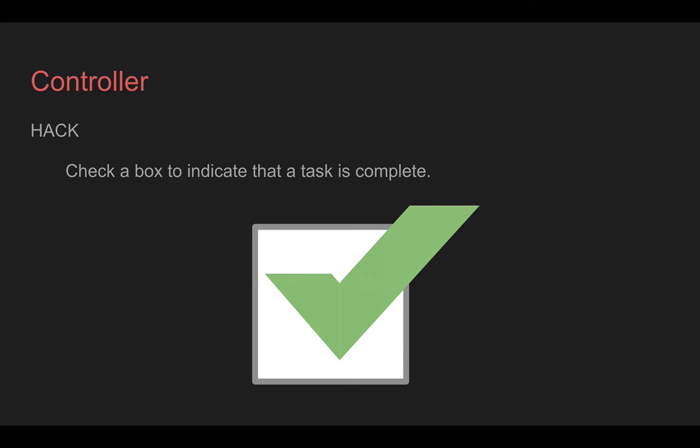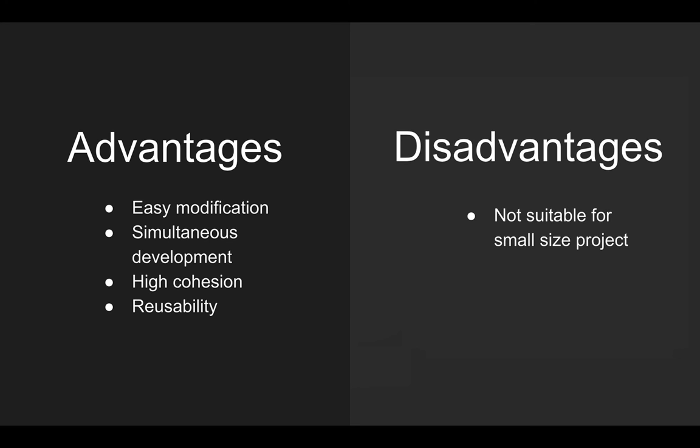So let's talk about what this would look like in our hack program. So let's, for example, say that, imagine that we check a box to indicate that a task is complete. In that case, the controller would identify what assignment was marked as complete and relay that information back to the model. Then the model would perform some action on that data, like saving it to the database, and then send it back to the controller, who would send it back to the view to indicate that the information had been saved.